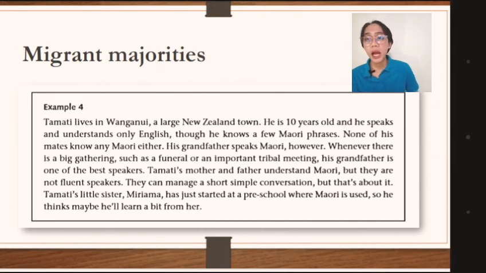So this whole context, everyone, example number 4, is an example of migrant majorities, because the majority in Tamati's family or in the young society are no longer fluent and no longer know how to use the Maori language.